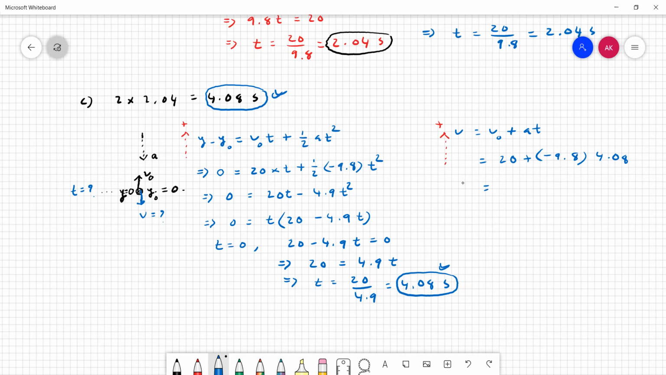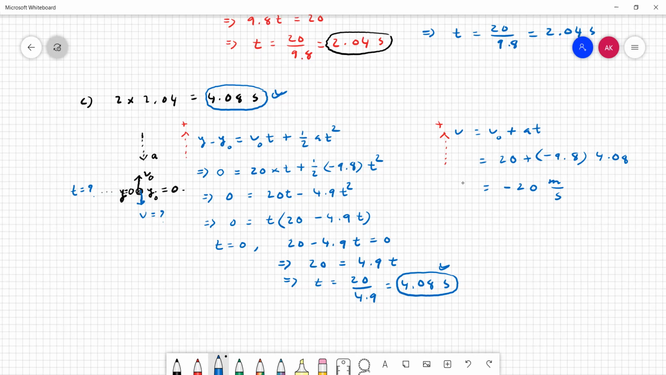Negative 19.984. So we're going to use negative 20 meters per second. Remember, we expected it to be 20 meters per second, but we get a negative sign.